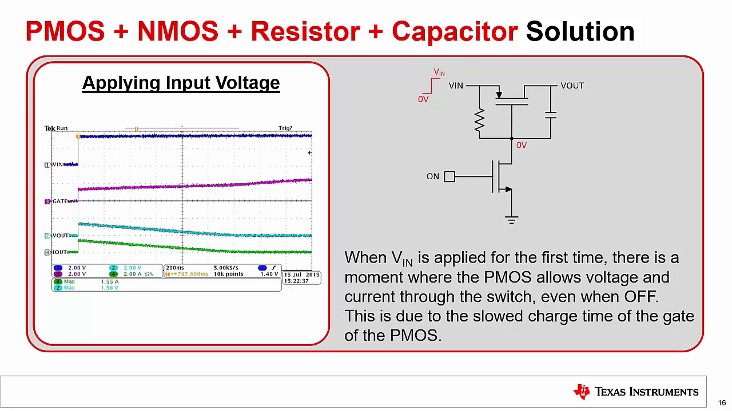Another issue with this solution can be seen when Vin is applied for the first time. In a system, this can be a battery insertion or initial system startup. During this time, the gate is at 0 volts, and when Vin is applied, the capacitor from the gate to Vout slows the charge time of the gate of the PMOS. While the gate is still charging up, the solution is not fully turned off, and power can be seen going from Vin to Vout, even though the solution should be turned off. If the load is not supposed to be powered during system startup, then this solution cannot be used.